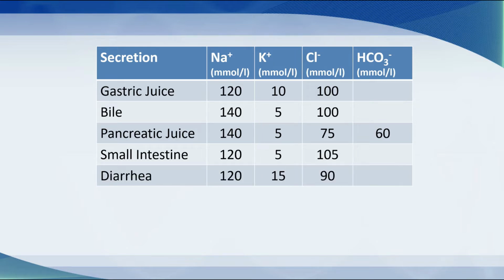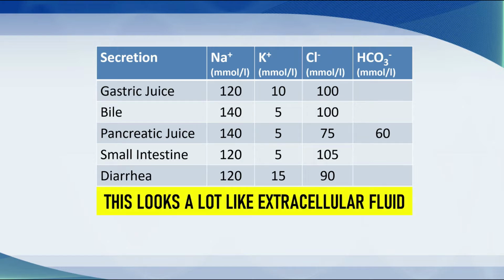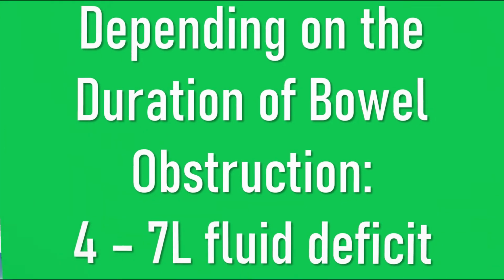Diarrhea, which is the stuff that comes out of the large bowel, 120 of sodium, 15 of potassium, and 90 of chloride. Now these all look more or less the same, right? These numbers are familiar because all of this looks a whole lot like extracellular fluid. And so in general, GI losses are of extracellular fluid, and that's a good thing to know. Depending on the duration of bowel obstruction, there is often a 4 to 7 litre fluid deficit. And so this patient will have a fluid deficit, third space fluid loss with extracellular fluid, so they need a resuscitation fluid.